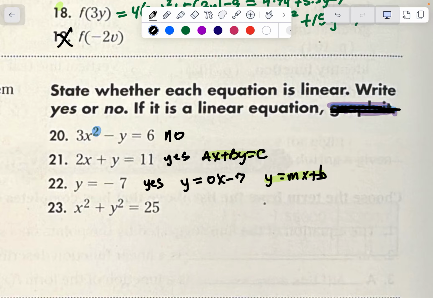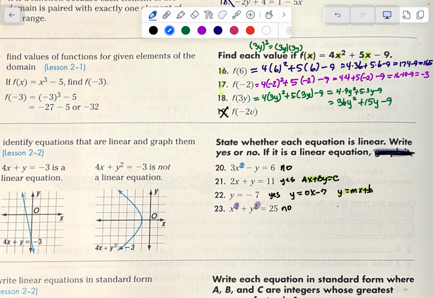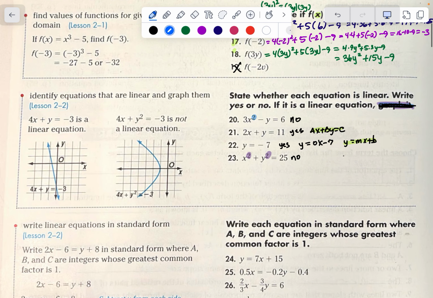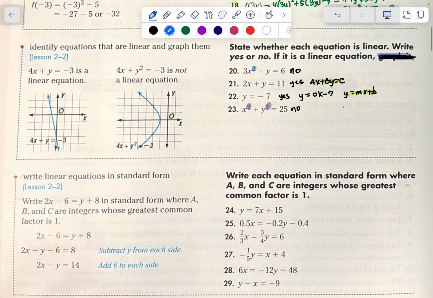So this one's a no. Can't have any powers. We got a power. I see a power right there. So those two are not linear. That's a circle if you really wanted to know that. 20 is a parabola and 23 is a circle and not a line. Okay? So that's just kind of recognizing a linear function. So that's 2.2. And then 2.2 here, 24 through 29.